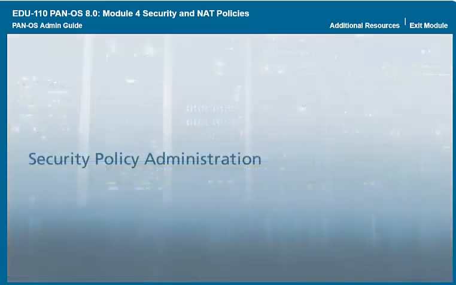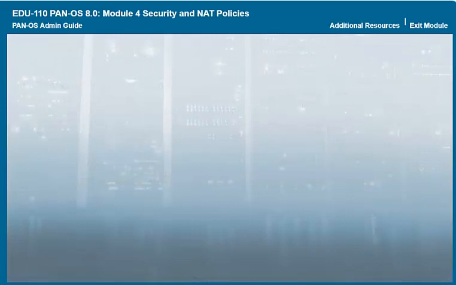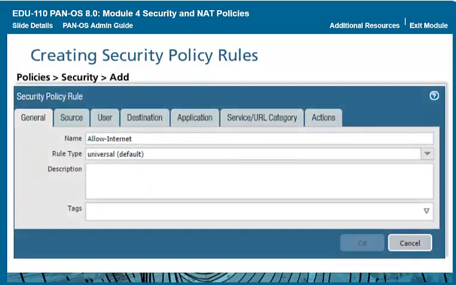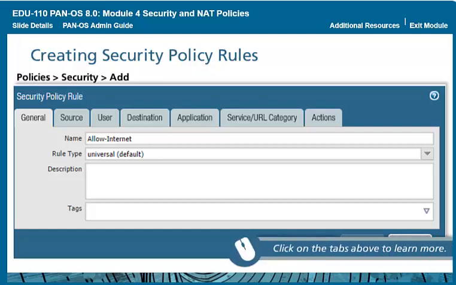Security Policy Administration. To create a new security policy rule, browse to Policies, Security, and click Add. The Security Policy Rule window has 7 tabs that enable you to configure or modify a security policy rule. The decision about which tabs you use and which fields you complete depends primarily on the level of granularity that you require in your match conditions.